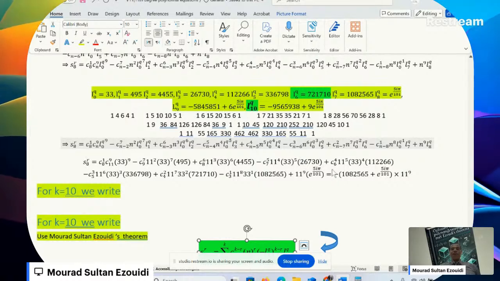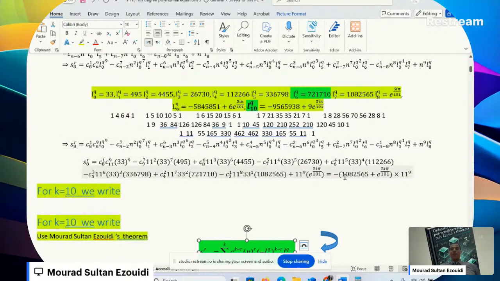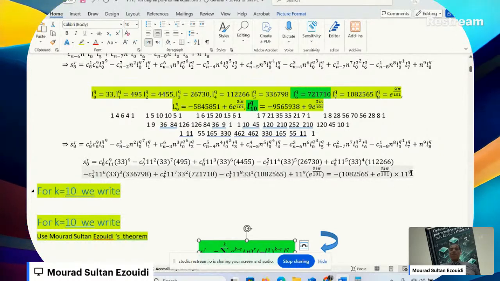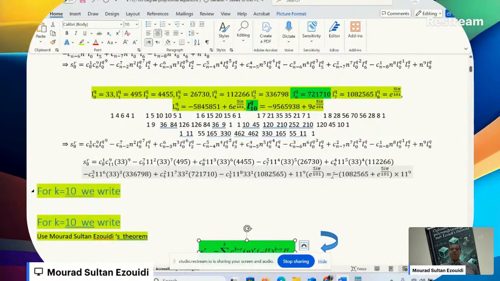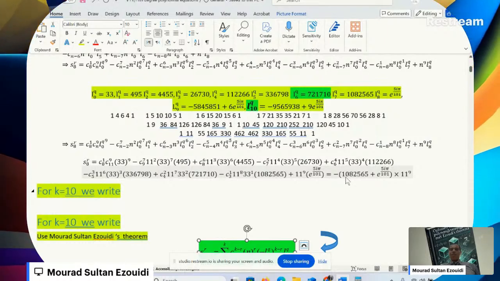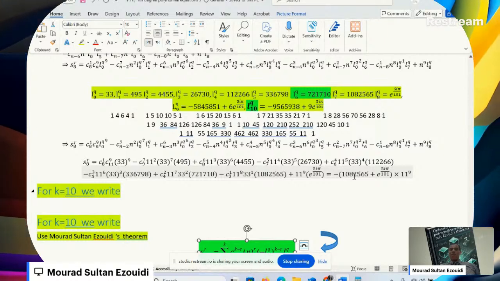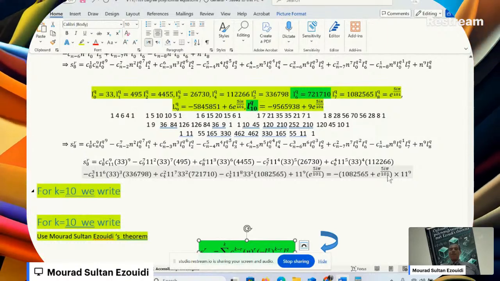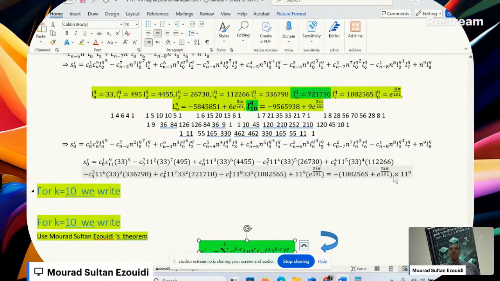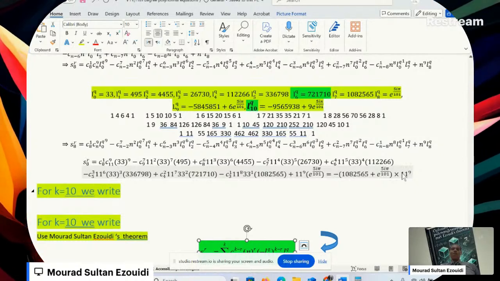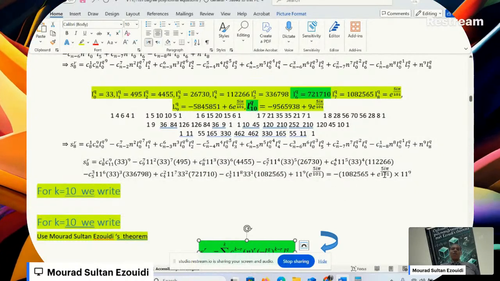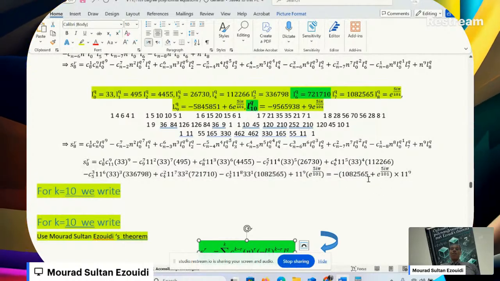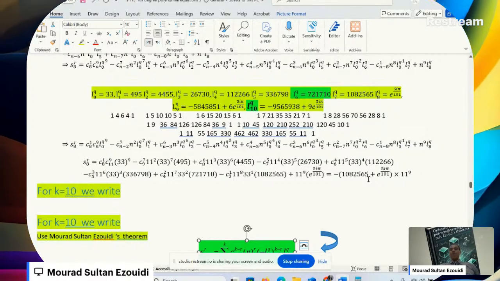So here we calculate S8. We found that the value of S8 is a complex number, raised and multiplied by 11 to the power 9. So S8 is equal to negative, between parentheses, 1,082,565 plus exponential 5 pi divided by 101, all multiplied by 11 raised to the power 9. This is the ninth coefficient of our new 11-degree polynomial equation.